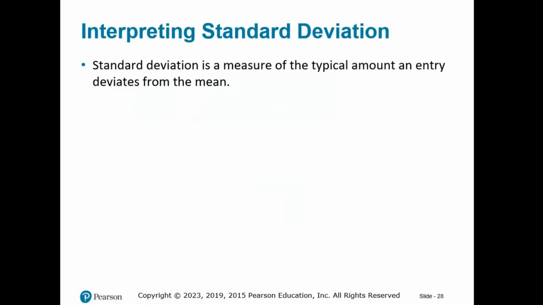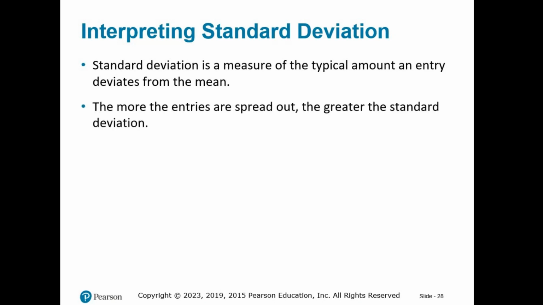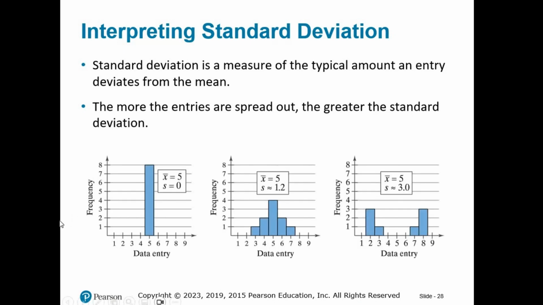I know we've stated this a few times, but it's a very important concept, so I want to make sure you go away with this idea. Standard deviation is a measure of the typical amount an entry deviates from the mean. The more the entries are spread out, the greater our standard deviation. The mean and the standard deviation are two of the most important pieces of information used to describe a data set. Look at these graphs.